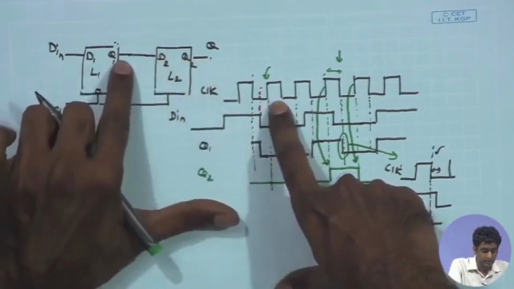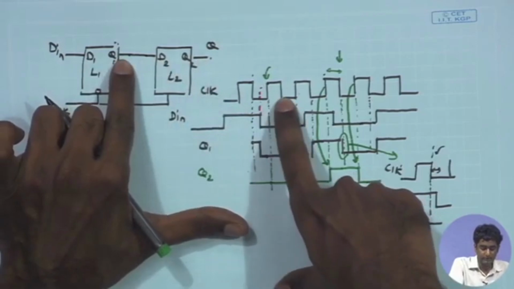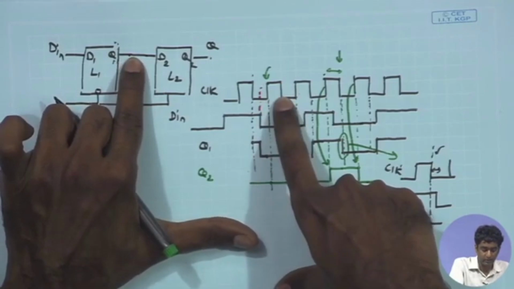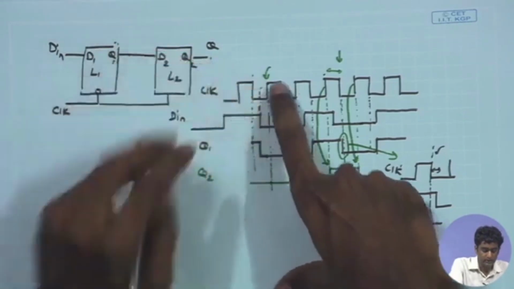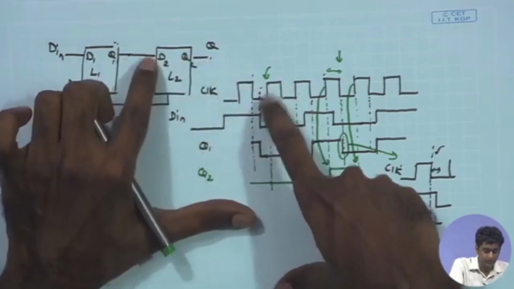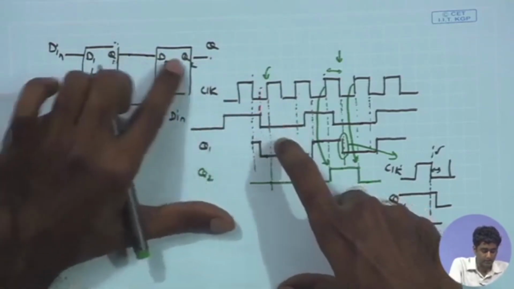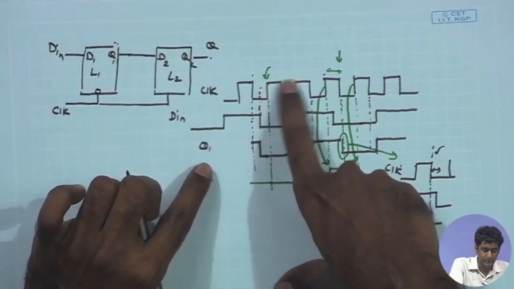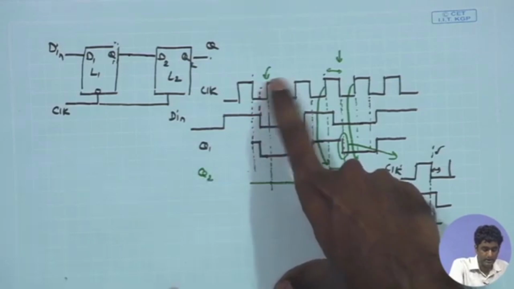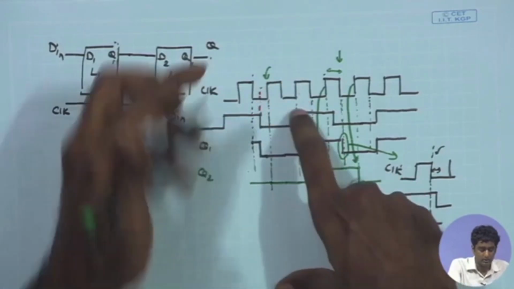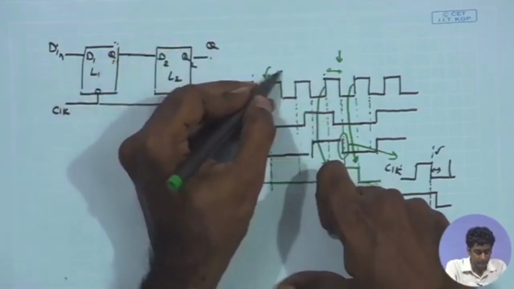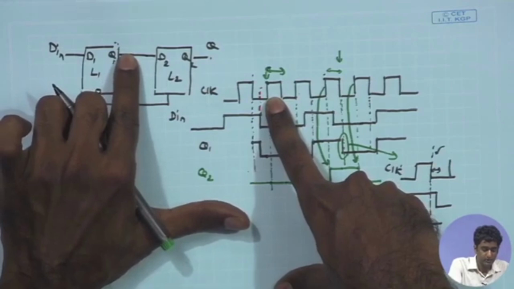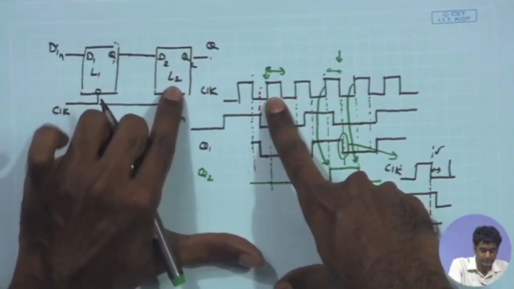But remember that Q1 is not making any transition during the high phase of the clock. Q1 is remaining stationary during the high phase of the clock, and therefore, when the clock makes a positive transition, whatever state of Q1 was available at that positive edge is retained for the entire period of the clock. So, during the positive phase of the clock, the Q1 output did not change, it was stationary, whereas the L2 latch was transparent.